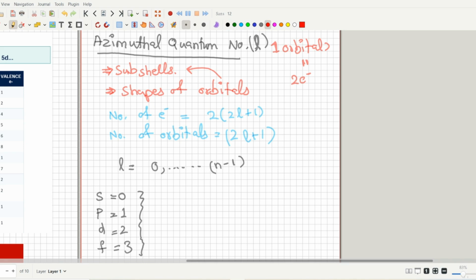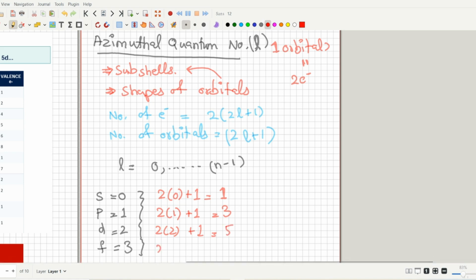Let's use this formula, that is 2L plus 1. So 2, the L is 0 plus 1, you will get 1, right? For P, you will get 2 multiplied by 1 plus 1, you will get 3. And for D, you will get 2 multiplied by 2 plus 1, you will get 2 2s are 4 plus 1, 5. And for F, you will get 2, the L is 3 plus 1, you will get 2 3s are 6 plus 1, 7. So these are the number of orbitals in these subshells.